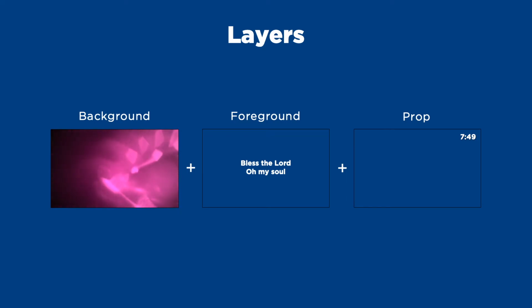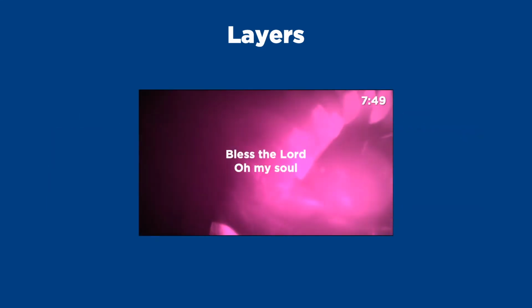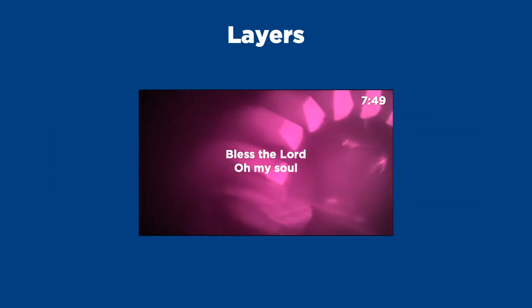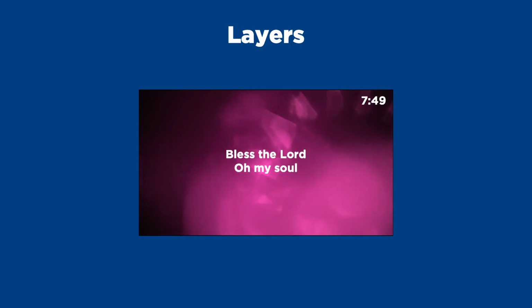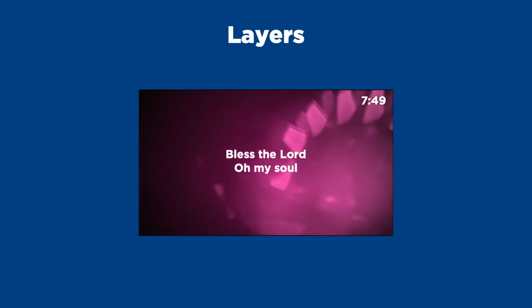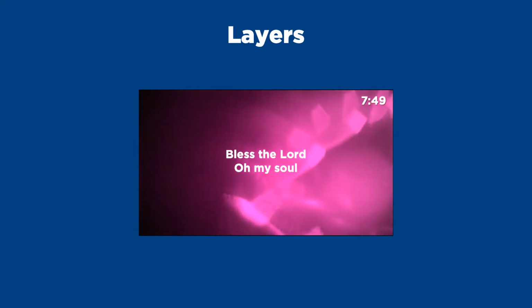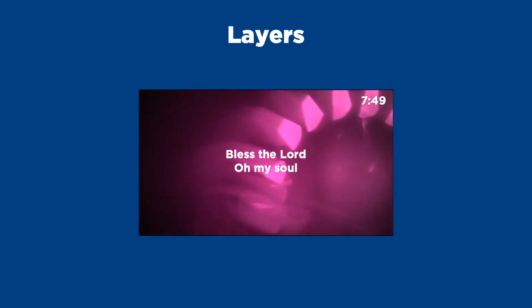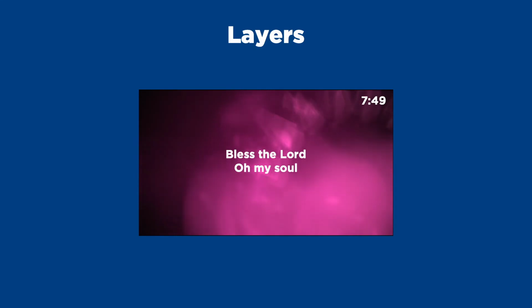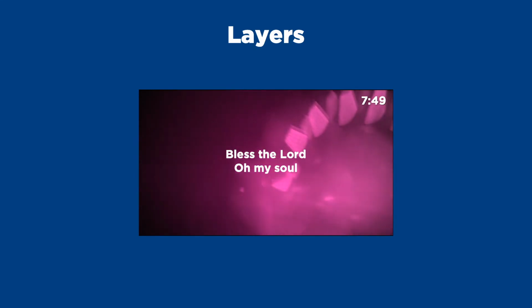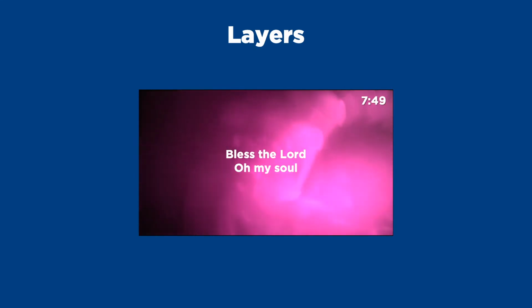Now, when we take these 3 layers and we combine them, this is what we end up with. You can see how those 3 layers have been collapsed, and this is the output we would get by utilizing all 3 layers. The background layer, of course, is in the background, the foreground layer is in the middle, and the props layer is on top. So any content that you layer in these different layers will layer on top of the previous layer accordingly.